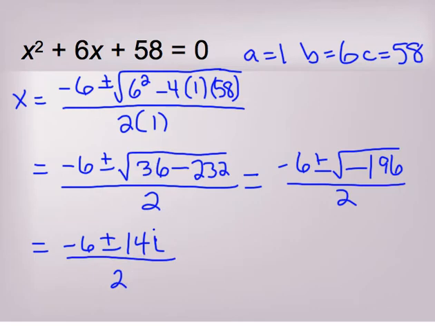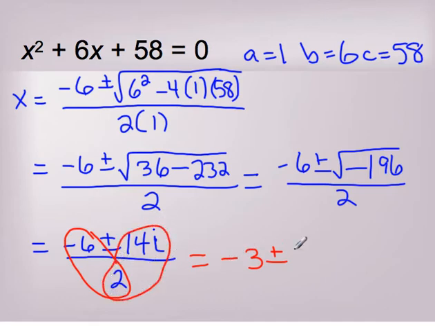And remember, we need to write this as a complex number in standard form. So again, we're going to take these two over each other. Negative 6 over 2 is negative 3. Then we have the plus or minus. And then we take 14i over 2, which is 7i. And that is written as a complex number. Real part first, imaginary part second.